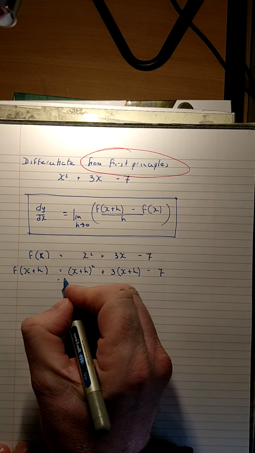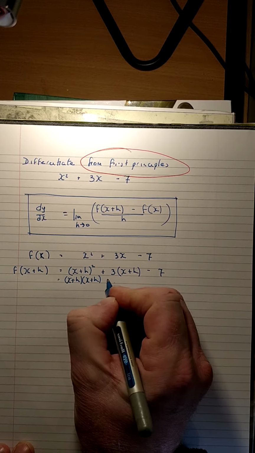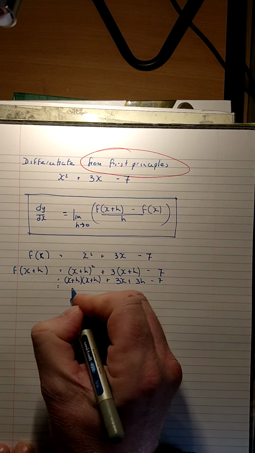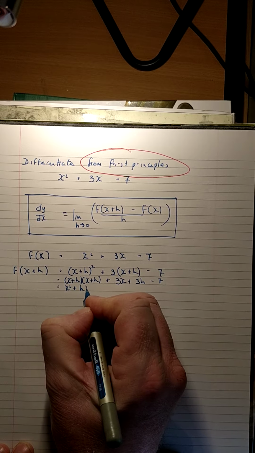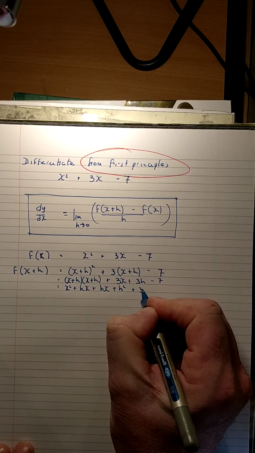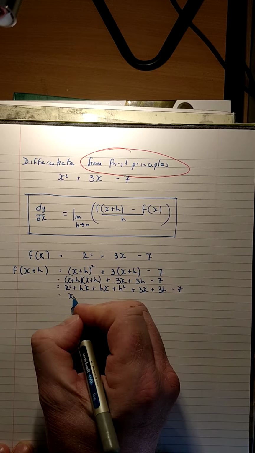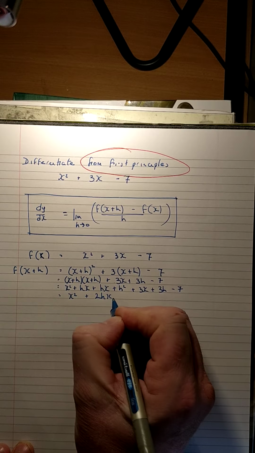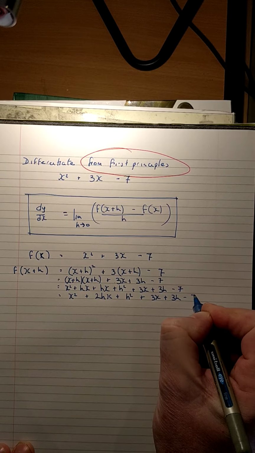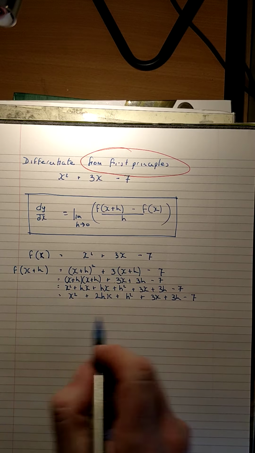So the long way, x plus h by x plus h. All we're doing here is effectively multiplying out the brackets. It looks longer than that, but that's all we're doing. So we've x squared plus hx plus hx plus h squared plus 3x plus 3h minus 7. So we end up with x squared plus 2hx plus h squared plus 3x plus 3h minus 7. So we've got our f of x plus h. We put it in, we remove the brackets, and we're here.